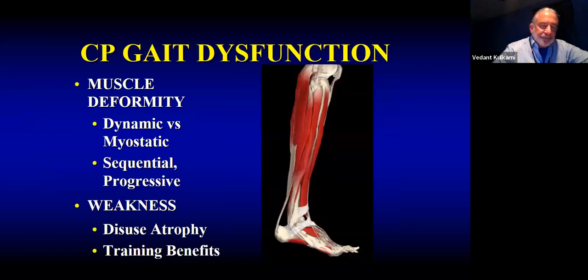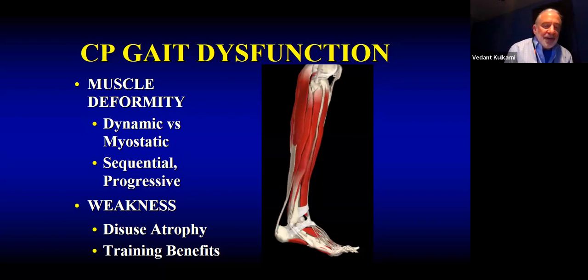Muscle deformity in children with CP is initially dynamic. That means when the child is fully at rest, the length of the muscle tendon unit is typical. However, over time, we develop fixed anatomical shortening of the muscle tendon unit. We call that myostatic deformities. So muscle deformity in children with CP is sequential and it's progressive.